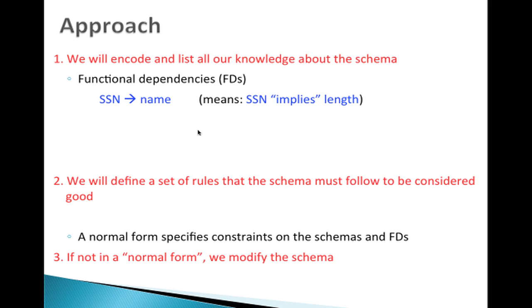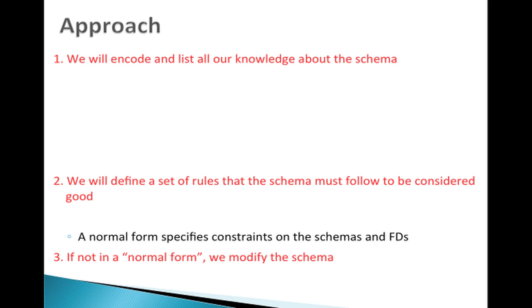Okay, so what is our approach? Roughly speaking, we're going to encode our knowledge about schemas in the form of what are called functional dependencies and later on what are called multi-valued dependencies. Then we will define a set of rules that a schema must follow to be considered good. Specifically, we'll call those normal forms. So a normal form, this is where the normalization term comes from, specifies constraints on the schemas and the functional dependencies. And if a schema is not in a normal form, then we modify the schema.